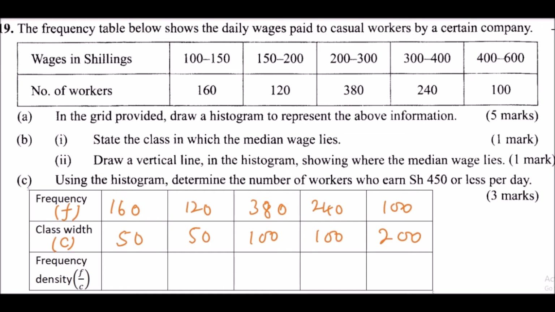And here we will get 160 divided by 50, that is 3.2. 120 divided by 50, we get 2.4. Then 380 divided by 100, you get 3.8. This you get it is 2.4, and this you get it is 0.5. So these are the values. We are going to plot the graph of the frequency density against the wages in shillings. So let's get a graph paper and do that.